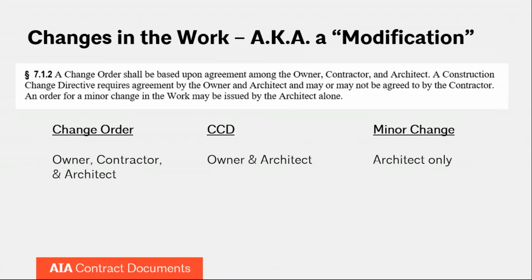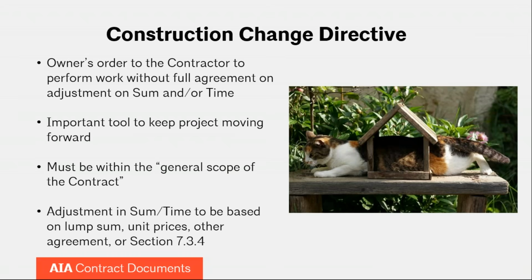Also, we have folks call us up and say, hey, the contractor says that whatever I've asked them to do is going to be a change order. Well, again, a change order is an agreement by all three parties. The contractor can certainly propose a change order, but unless all three parties agree to it and agree to the scope, time, and the change in contract sum, you don't actually have a change order. Which takes us to our next item, which is the construction change directive.